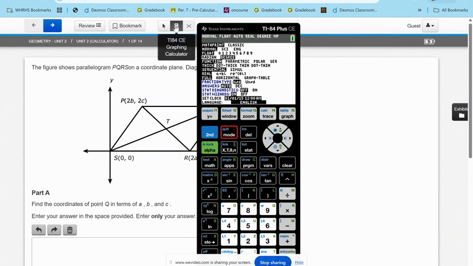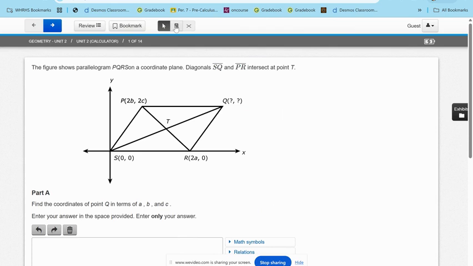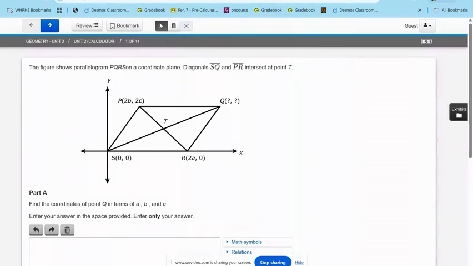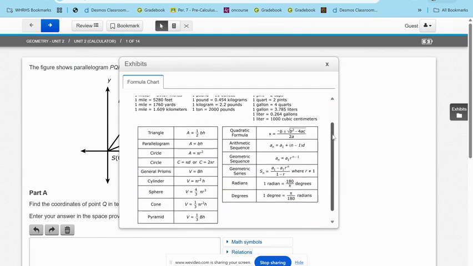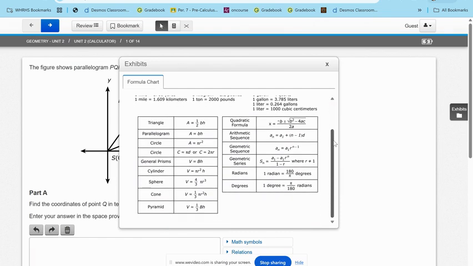Okay, the other thing I want to show you on TestNav is right here. Do you see where it says, I'm right here. This is so sneaky and it's so small. Go all the way to the right. What do you see there? That little tab, exhibits. You want to click on that. And what do you get? You get a whole bunch of formulas. And look here, all of our area formulas. Do you see this?